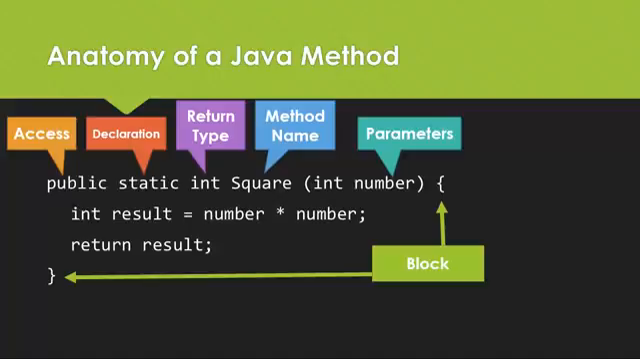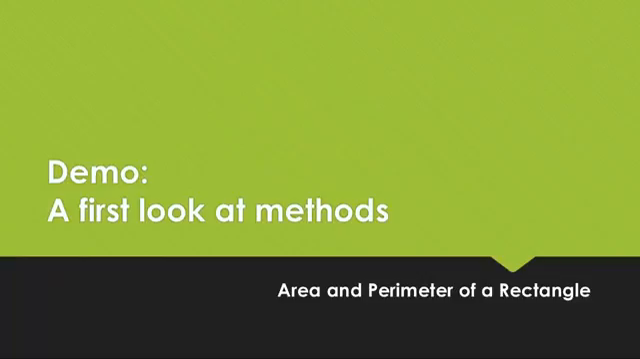Every method that has a return type needs a return statement, and the return statement is usually the last statement in the method. You can see in my method here I'm returning the variable result. Okay, let's take a look at our first demo.